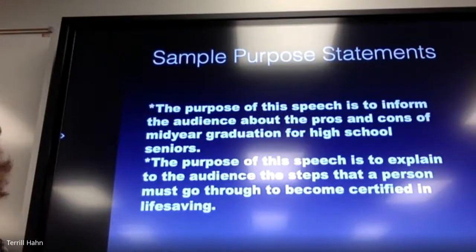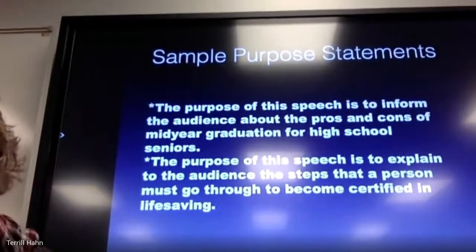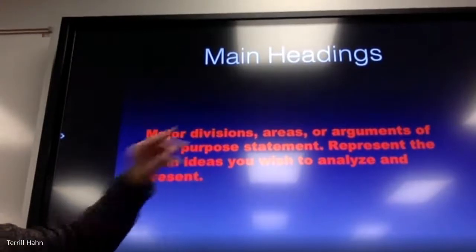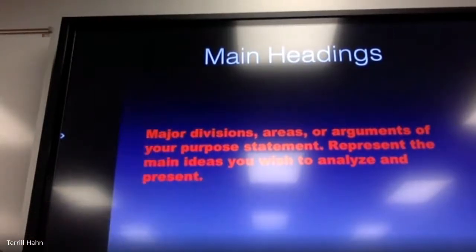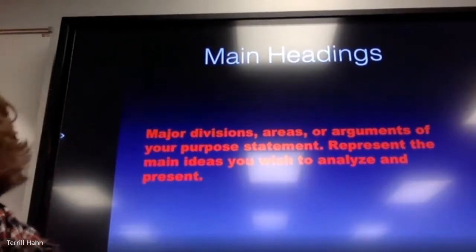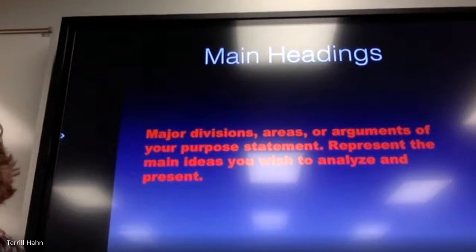And we use it with the body because we want to start with the body of the speech. All right? So how do we set the body up then? Well, we're going to start with main headings, okay? Main headings are the major divisions, areas, or arguments of your purpose statement. They represent the main ideas you want to analyze and present. So when you're doing a speech, or even when you're doing an essay, we always say you should have 2 or 3 body paragraphs, right? Same thing for a speech. You need 2 or 3 main points.